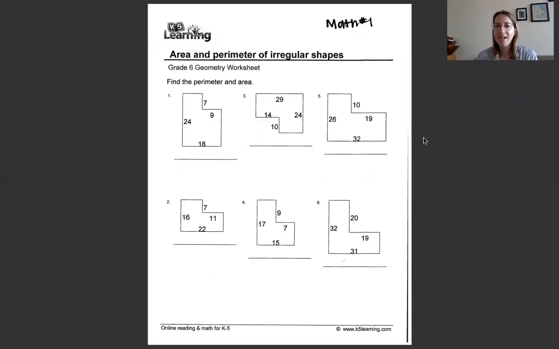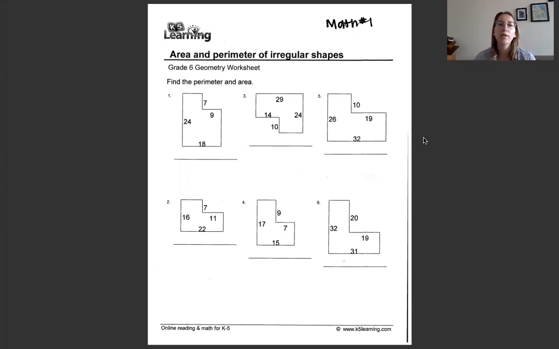Good morning, you guys. One of our last lessons for this school year, we're just going to go over a little bit with area and perimeter for this specific lesson. We're going to have to break up the shapes a little bit, but it's going to be really good practice for you guys. So we've done this a few times throughout the school year.